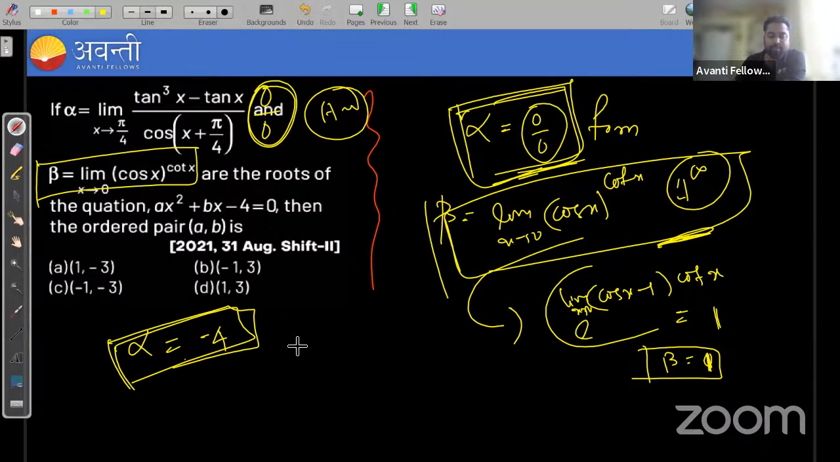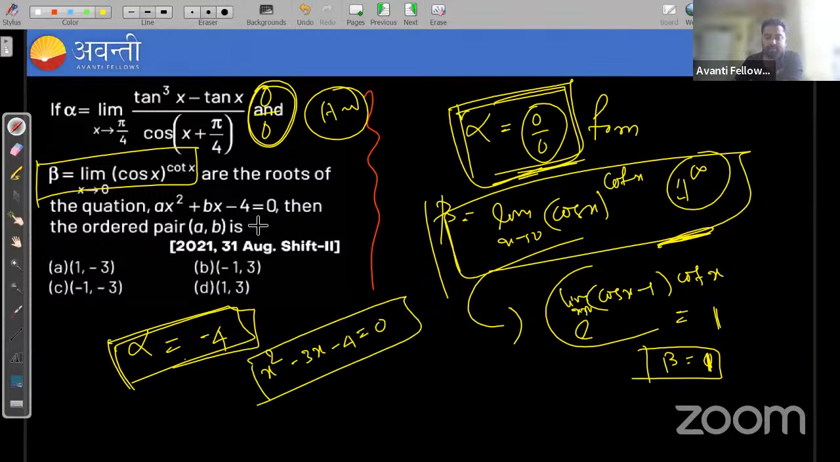Then alpha plus beta, then the quadratic equation whose roots are alpha and beta, na? So we need to substitute only the values of alpha and beta in the quadratic equation. So what is the quadratic equation? It will be x square minus sum of roots, sum of roots is 3, x plus product of roots, that is minus 4, is equal to 0. So this is the answer, it's already given. x square minus 3x minus 4 is equal to 0.